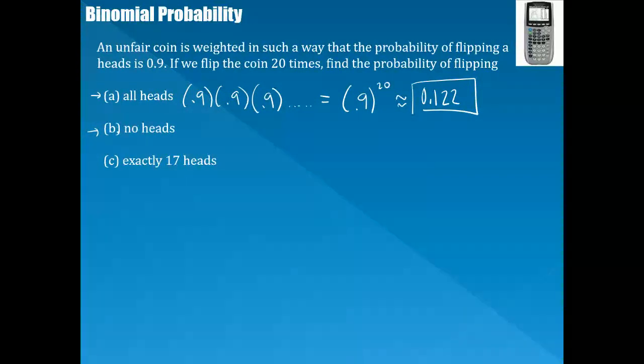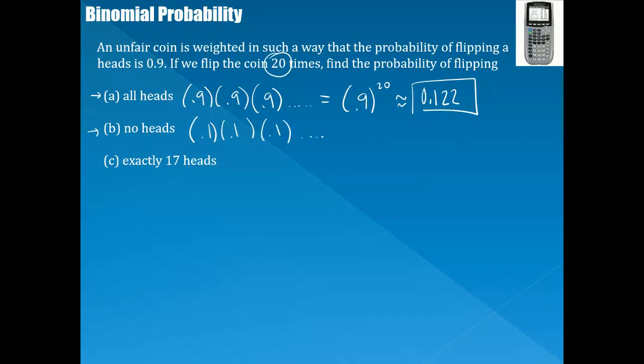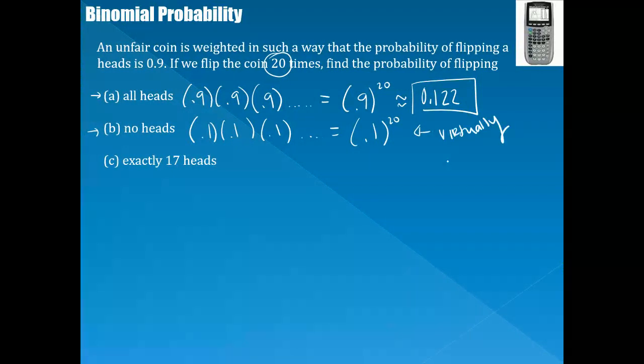What about getting no heads? Or alternatively saying we're getting all tails of this extremely unfair coin. Well, I'm going to have 0.1 times 0.1, 20 times, so realistically I'm getting 0.1 to the 20th power. There's virtually or essentially no chance that's going to happen if you do that in your calculator. So it's a very minimal chance.